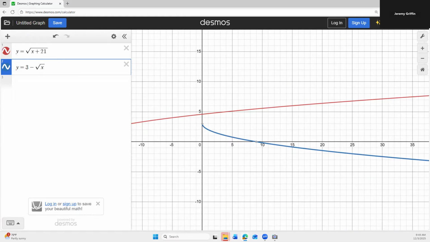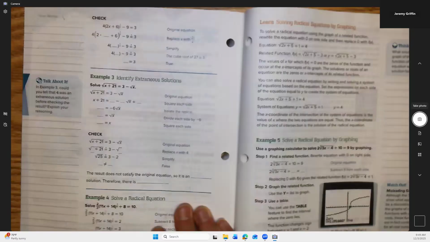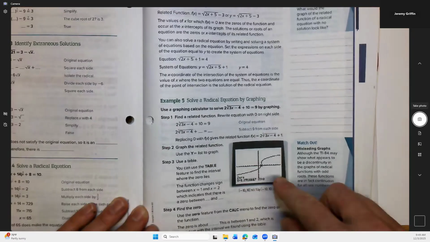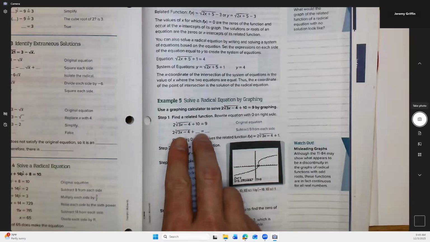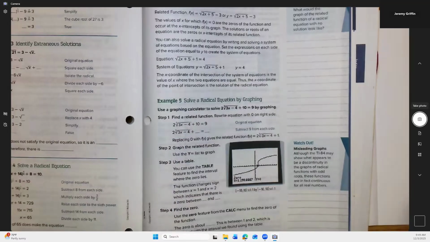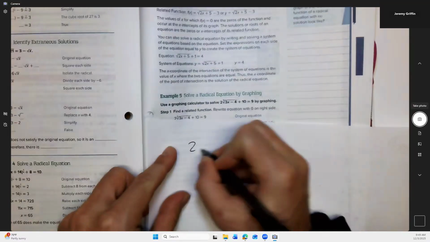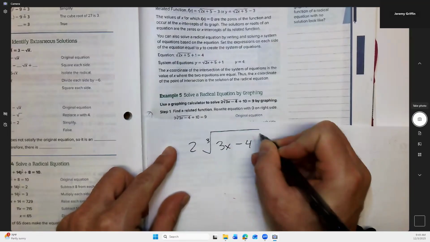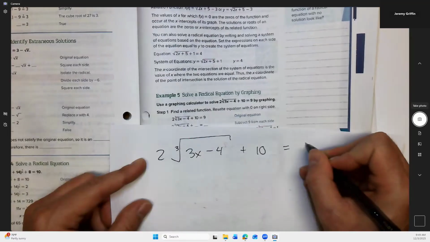Okay. So I want to do one more example with you guys. Another way to solve equations is instead of an algebra process, you can use a graphing process. So let's do this example. I'm going to copy this straight out of the book. Here, I'll write it bigger. It goes 2 times the cube root of 3x minus 4, and then outside of the root, a plus 10. And that's equal to 9.